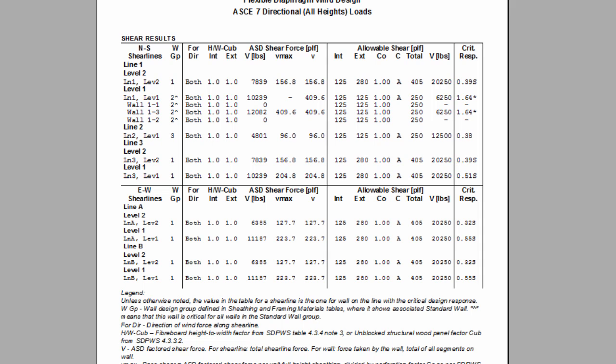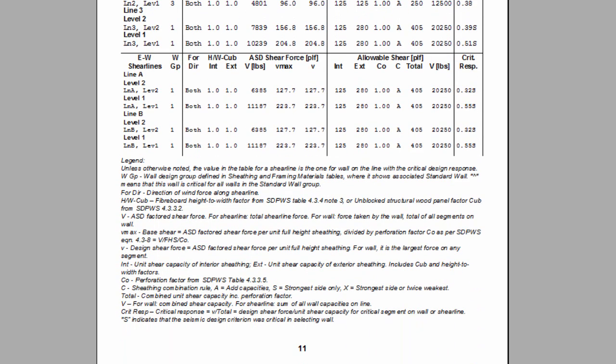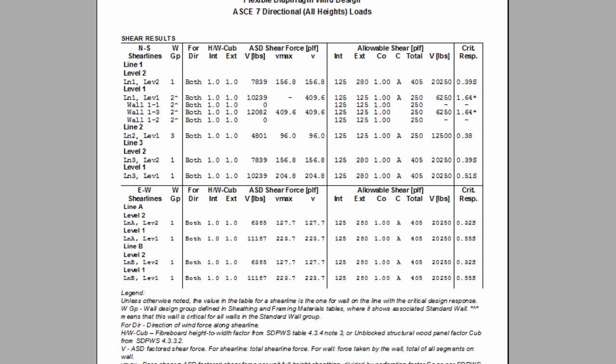There is an exception to the previous rule, which is that for wind design, the combined capacity for shear walls composed of wood-based material on one side combined with gypsum wallboard is the sum of the two capacities, represented by the letter A. The letter S means that the total capacity of the shear wall is that of the strongest side only. For more details, refer to SDPWS or the legend at the bottom of the table.